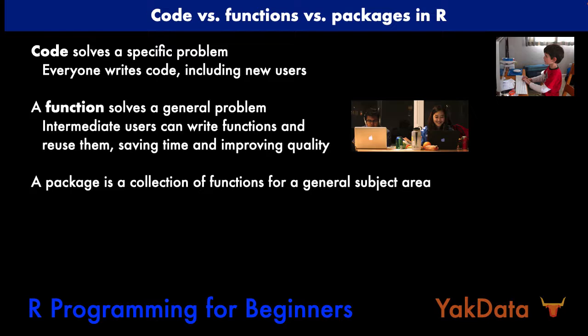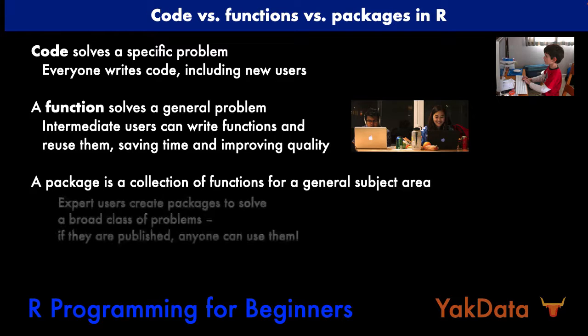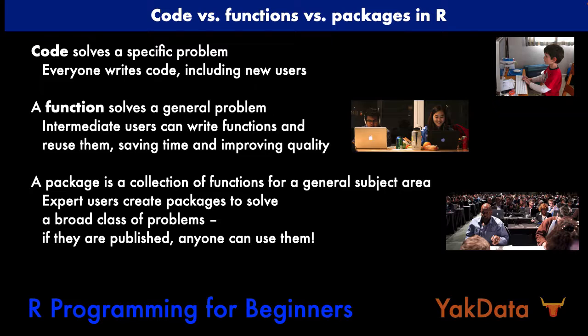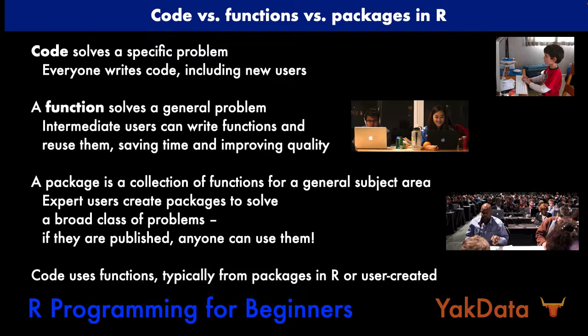Well, a package is typically a collection of functions for a general subject area. Typically, these are created by expert users or a group of expert users solving a broad class of a problem. And if they are published, anyone can use them, of course. So again, that's just distinguishing between writing code or an R program versus functions, which can be in your R program or called from packages, and then packages. Again, code uses functions, typically from packages in R, and sometimes from user creation, whether in the program or from a general purpose library that they call themselves.